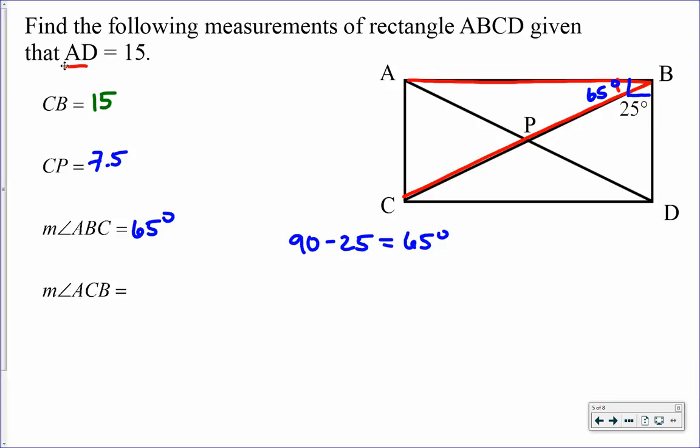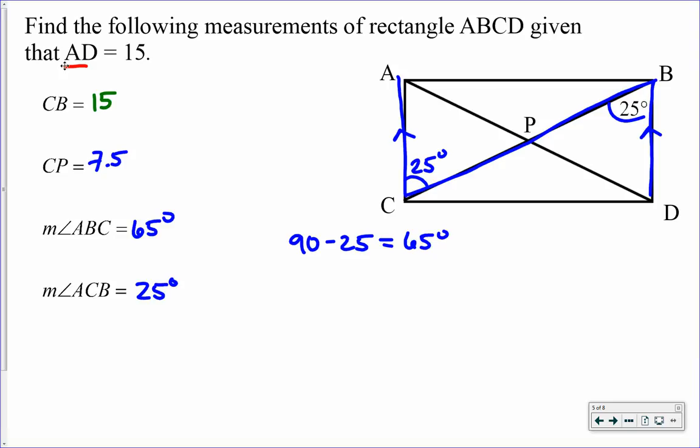And our next one that we're looking for is ACB. Oh, so we're looking for this. Well, if we notice, we have this right here. And since a rectangle is a parallelogram, these are alternate interior angles, and so they are congruent. So that other angle, ACB, is 25 degrees. So we used properties of rectangles and of parallelograms to solve for this.